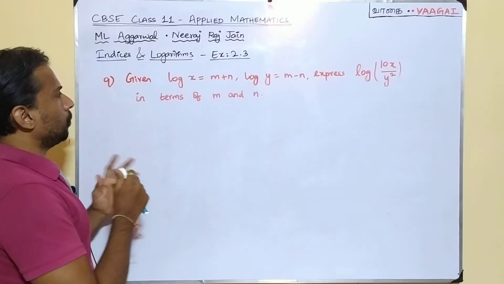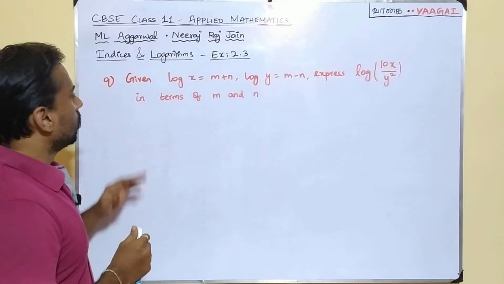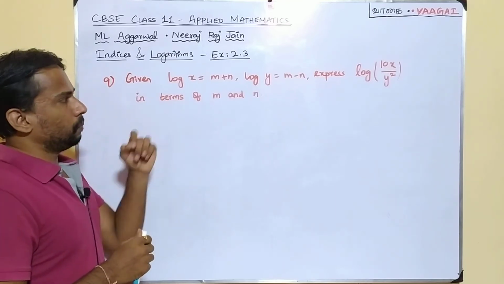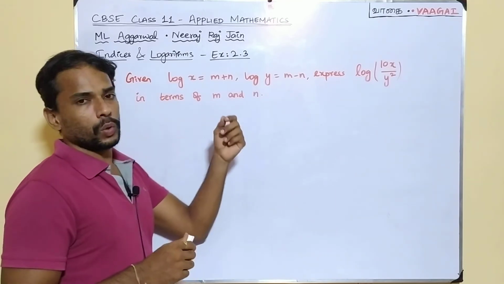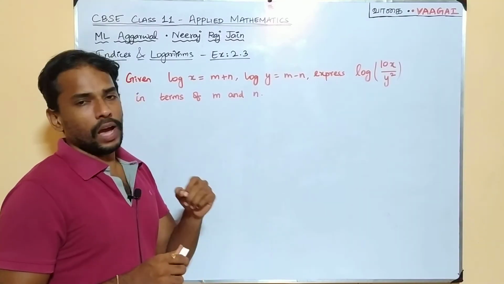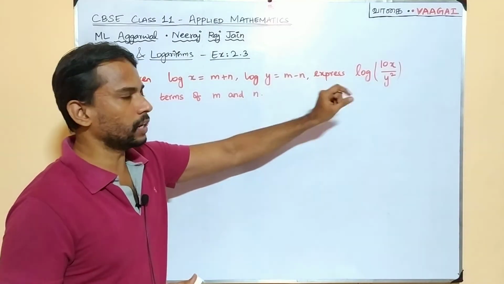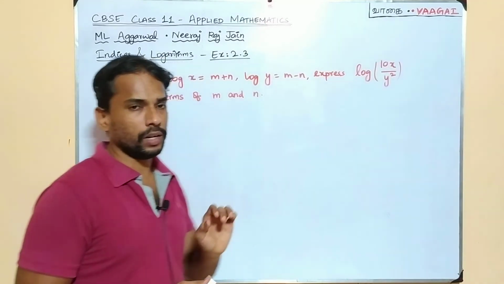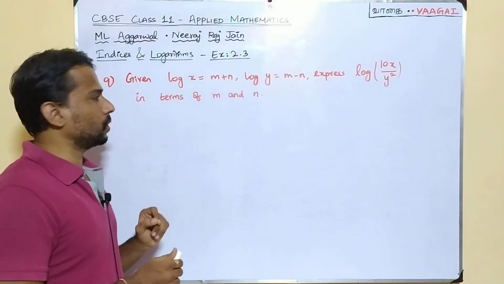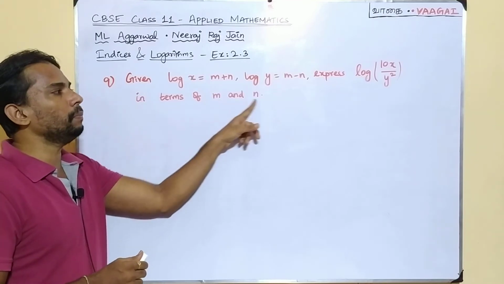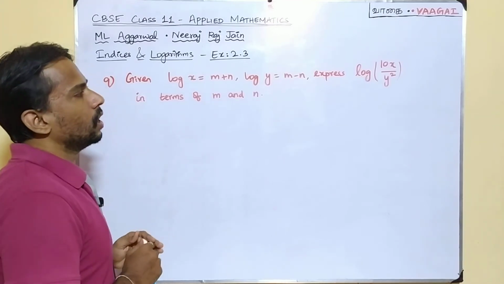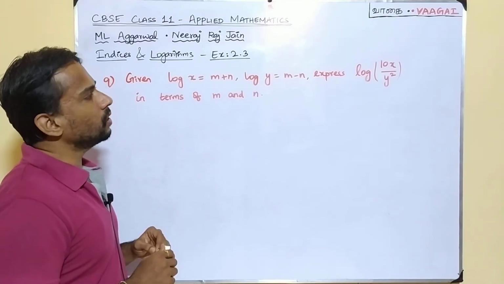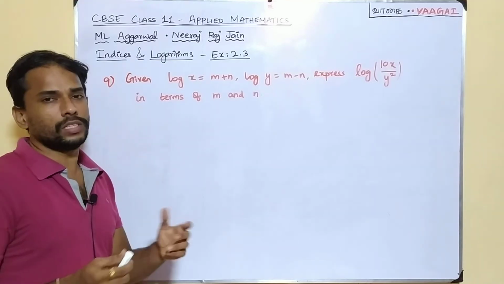Next we have question number 9, another interesting question. Given log x is equal to m plus n, log y is equal to m minus n, we have to express the expression log of 10x by y square in terms of m and n. This is going to be the question. So something interesting we have here, and it is again going to be an easy question only.